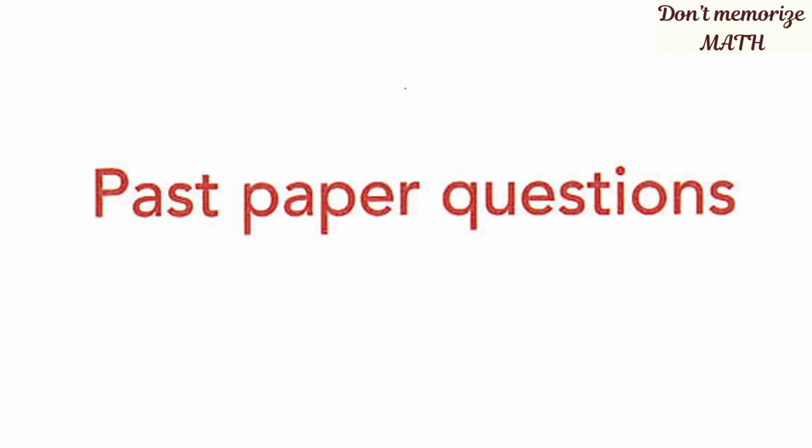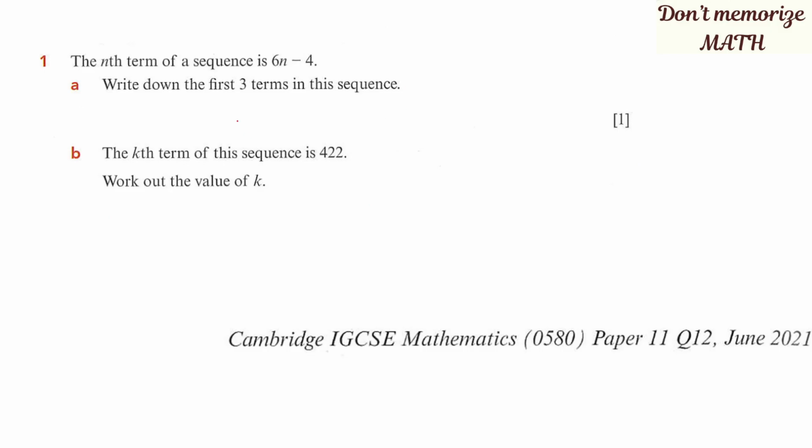So past paper questions. Question number 1. The nth term of a sequence is 6n minus 4. Write down the first three terms in the sequence. So nth term is given, so we need to find the first term. First term means n will be 1. Okay. Second term is n is 2. Third term means n will be 3.